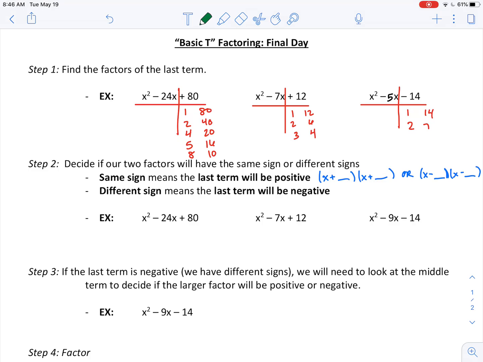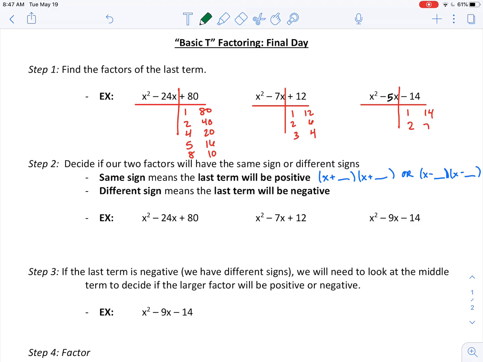So again, what you could do is type into a calculator 80 divided by 2, and you get 40. 80 divided by 4, and you'd get 20. 80 divided by 5, and you get 16. As long as you're getting whole numbers, that's fine. So I went through and found all my factors.